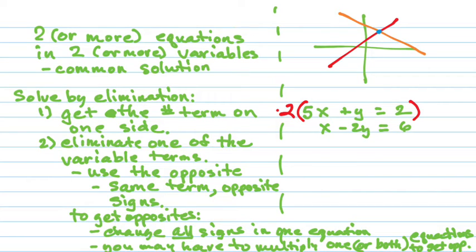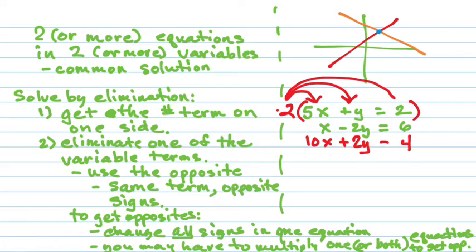So I'm going to change colors here just to show you. So we're going to multiply this entire top equation by negative 2? No, because the signs are already opposites, aren't they? I don't want to change the sign. All I want to do is change the number. So you see the difference? So now let's multiply. Now notice that I put it in a big bracket. That means everything. So what's 2 times 5x? 10x. Good. What's 2 times positive y? Positive 2y. What's 2 times 2? Okay? So we multiplied every single one of them.